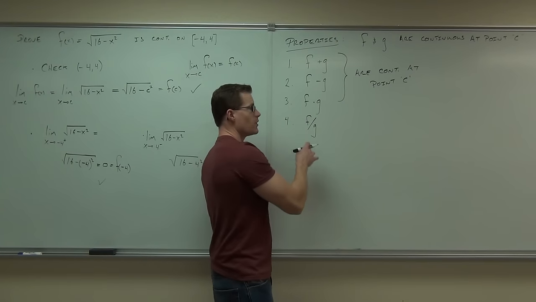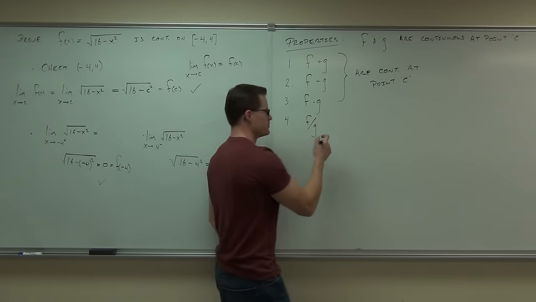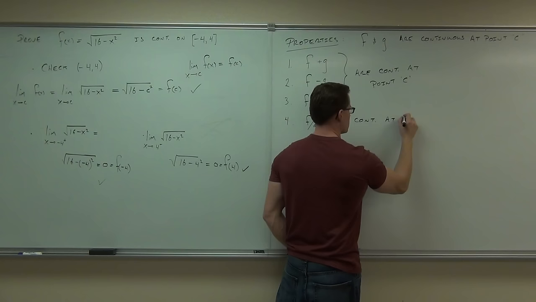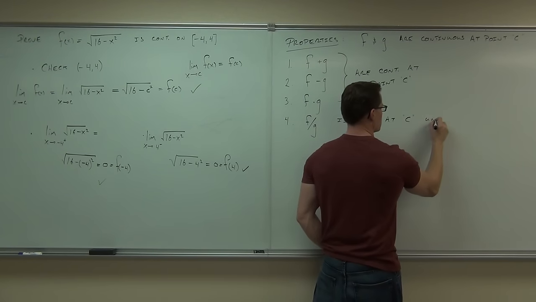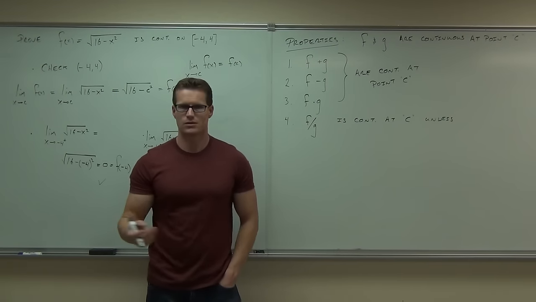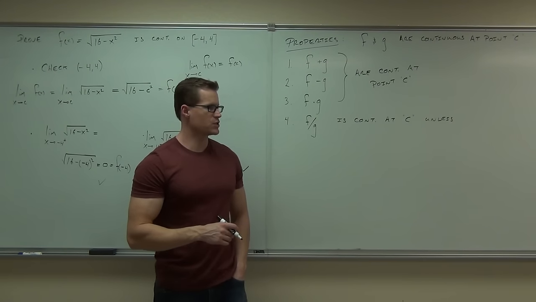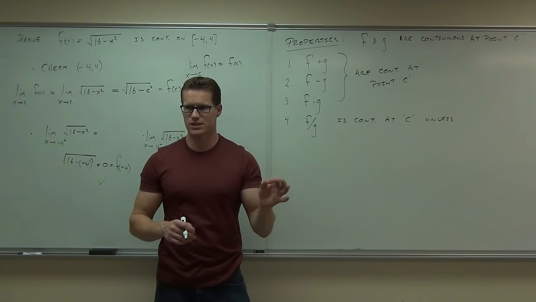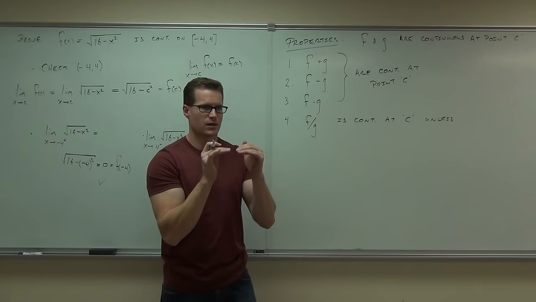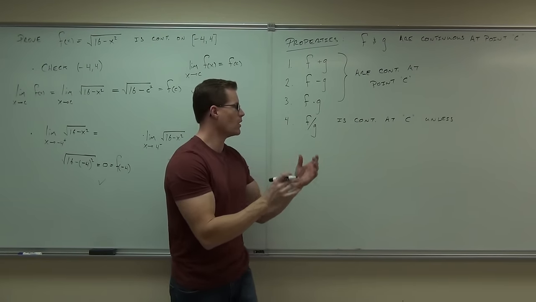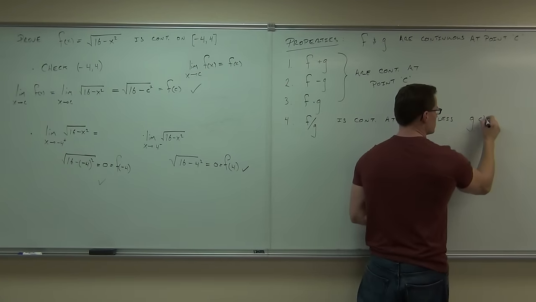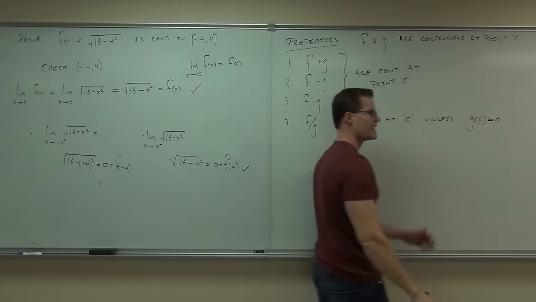Now, I'll say this. F over g is continuous at c, unless what happens? g of c equals 0. Because we're talking about at the point c, right? If g of c equals 0. When you take a limit of g as you're approaching c, if that goes to 0, then you're dividing by 0, and you can't have that. So it is continuous at c unless g of c equals 0. And then you'd have a problem.